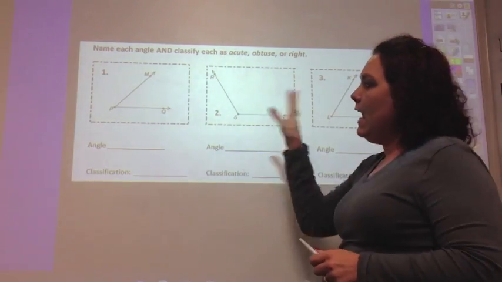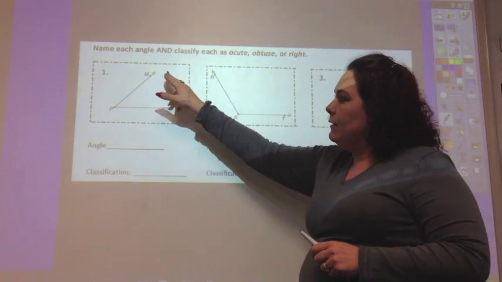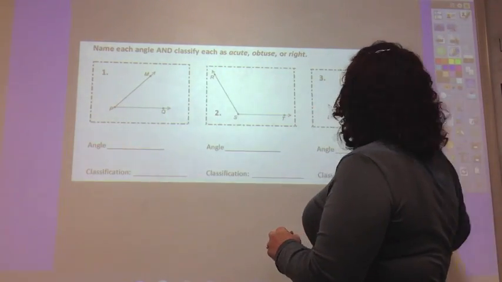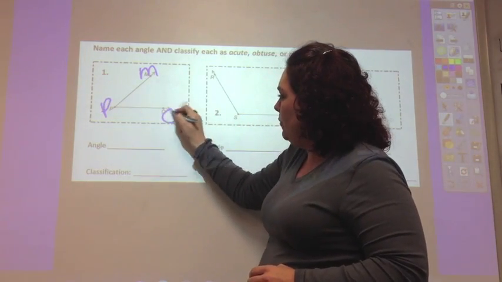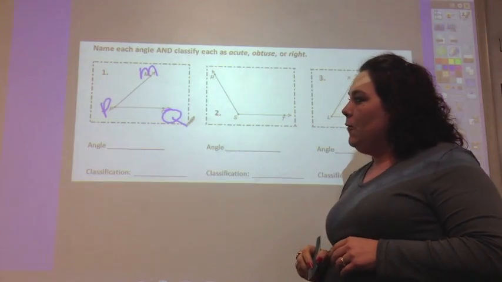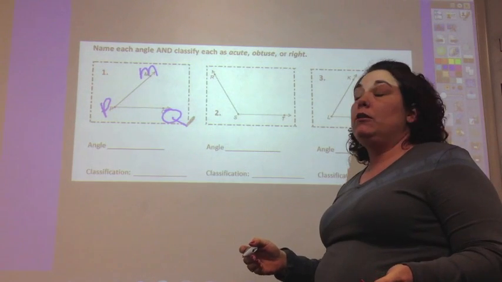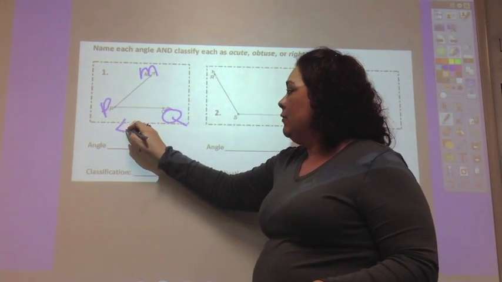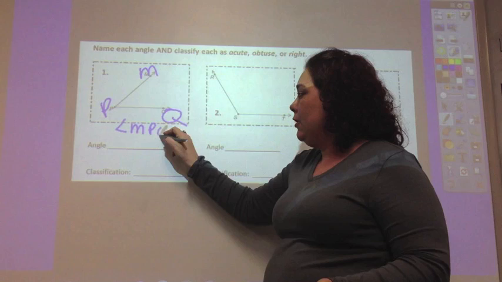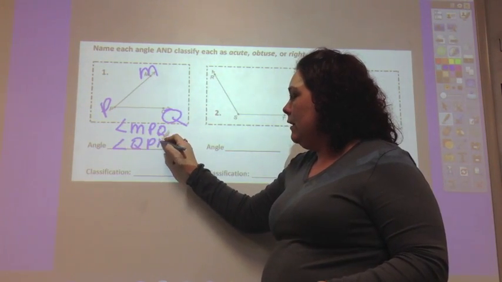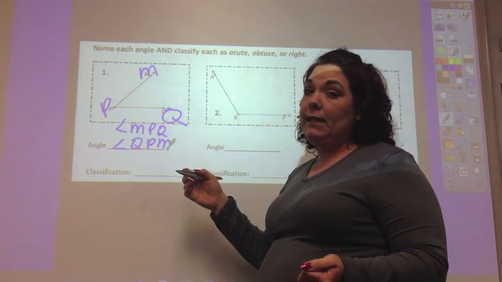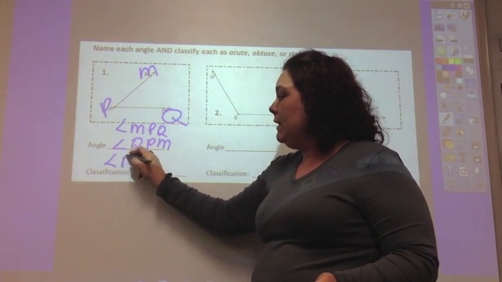So these are three angles, and you may not be able to read the letters on this, but it says MPQ. And so how would you name this angle? You could name it angle MPQ. You could name it angle QPM. Or you could just simply name it angle P.